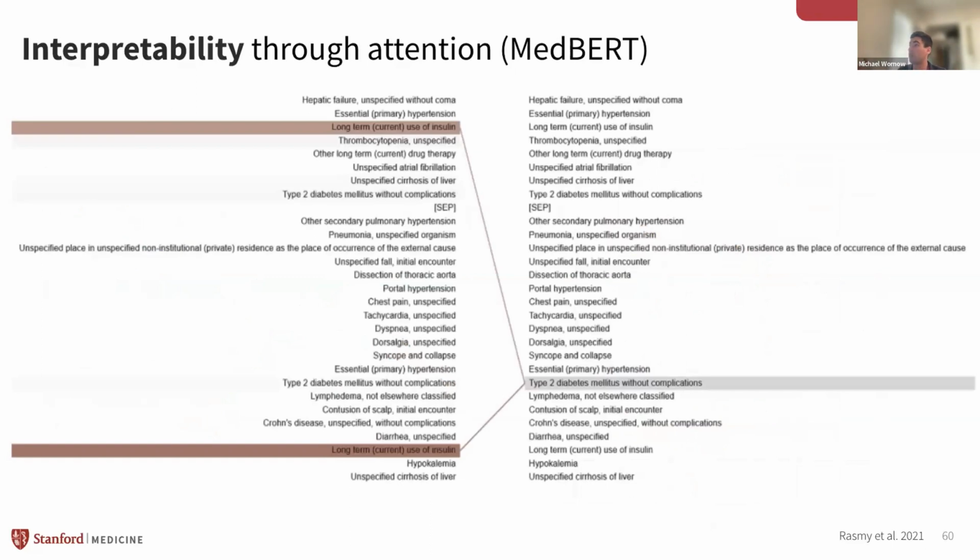Additionally, because we're using transformers, we can use attention to see where the model is looking. Here's an example from MedBERT, which shows that when it's trying to predict type 2 diabetes on the right-hand side, it pays a lot of attention to repeated mentions of long-term use of insulin, which checks out.